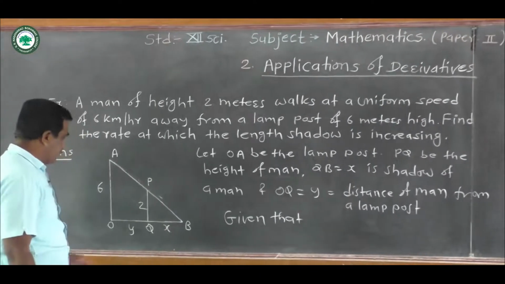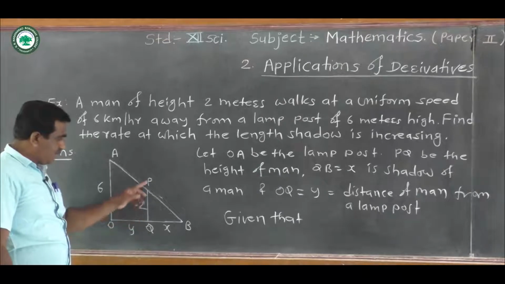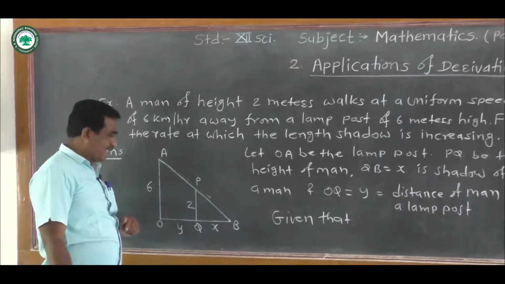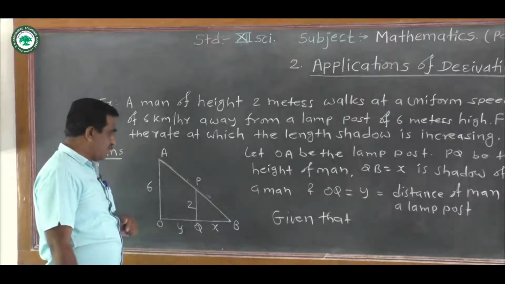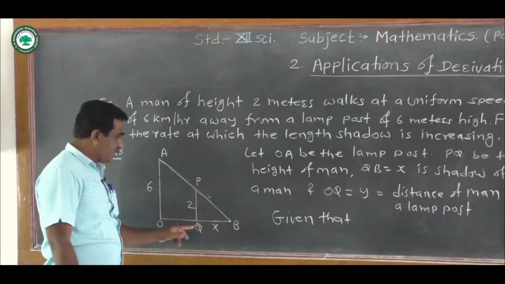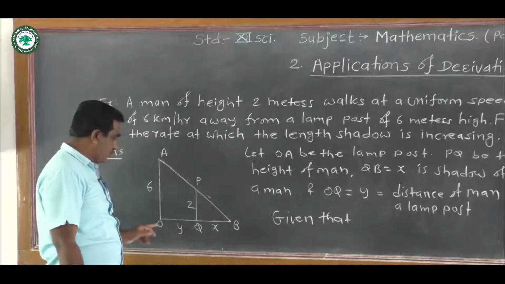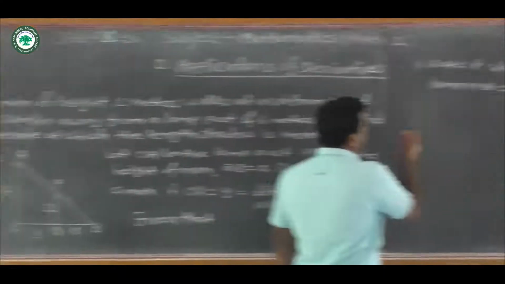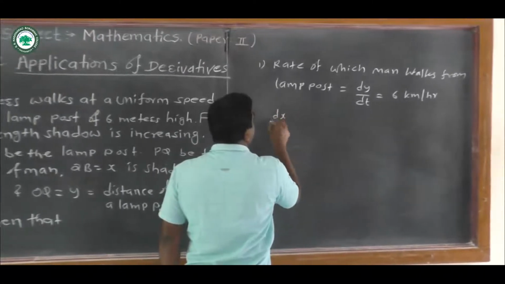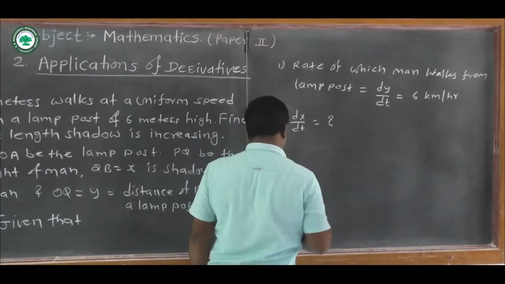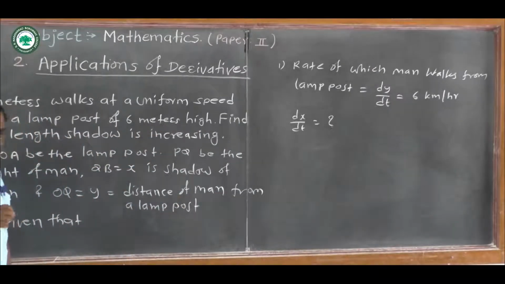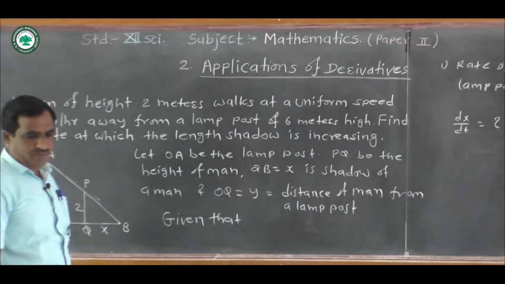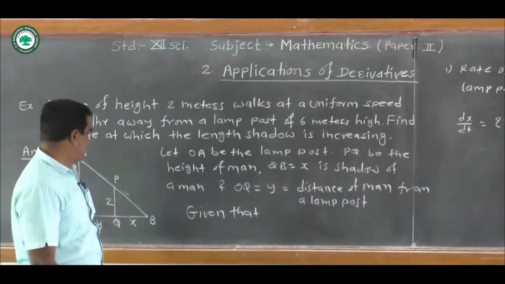Now we consider these triangles, triangle PQB and triangle AOB. These are similar triangles. Now we can write the ratio QB upon PQ is equal to OB upon OA. Now here we have to find dx by dt, that is the rate of change of the shadow, at which the shadow is lengthening.